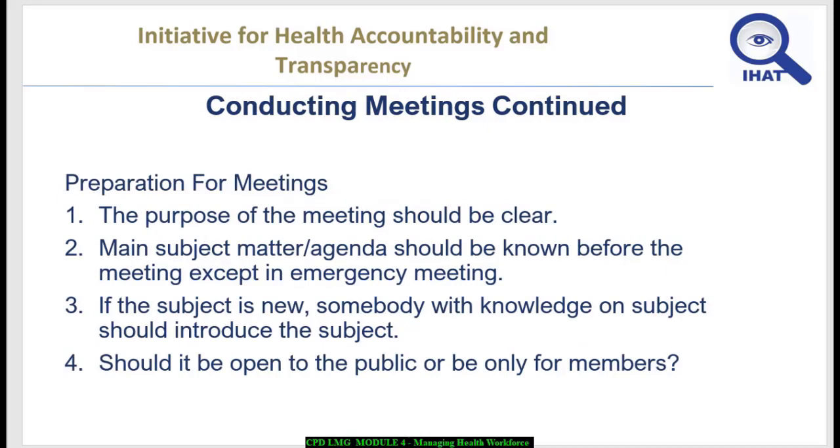How do we prepare for the meeting? The purpose of the meeting should be clear and communicated. The main subject matter or agenda should be known before the meeting. If the subject is new, somebody with knowledge on the subject matter should introduce the subject. And it should be considered whether it should be open to the public or closed for members of an organization only.